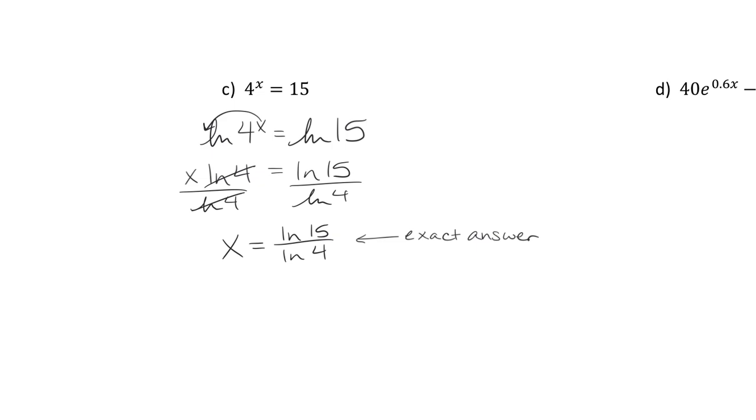So with your calculators right now, I want a decimal approximation to how many decimal places? 4. So you do the fancy fraction. There's a button for natural log. Do you remember where it is? So then 15, close parentheses, go to the denominator, natural log button again, 4, close parentheses, and then enter. Then round that number to 4 decimal places. Nice, yeah, 1.9534. That is the decimal approximation.